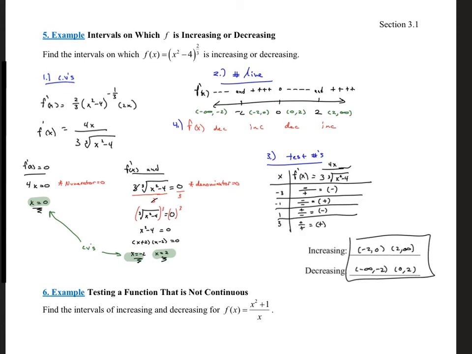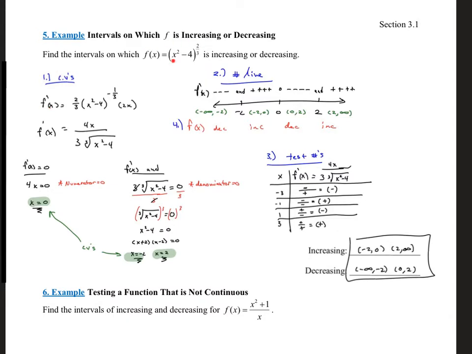So again, looking at this example, we wanted to know when a function is increasing or decreasing, which to us in calculus means when is the derivative positive and when is it negative. Again, we're using the sign chart method. So the first step is to find those critical values. To do that, you find the derivative of the function.